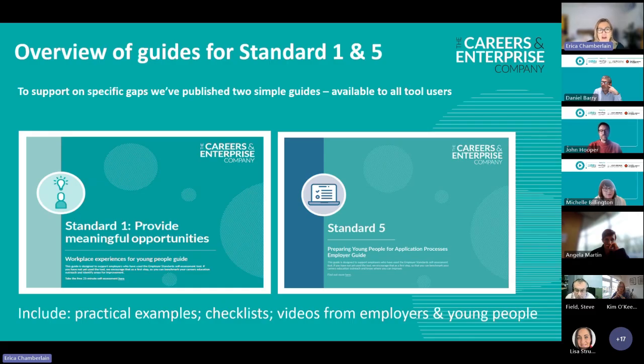And then standard 5, preparing young people for application processes, which has consistently scored as the lowest standard since we've been rolling this out. So we wanted to provide some more support so that if employers wanted to focus on these areas, they could access that.